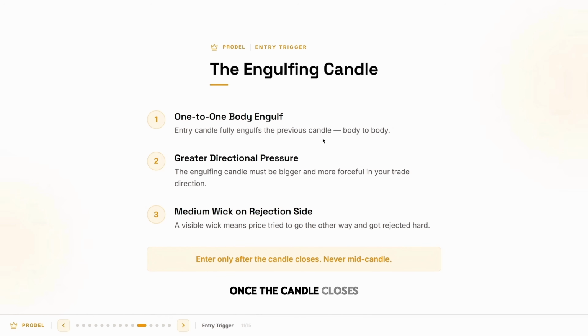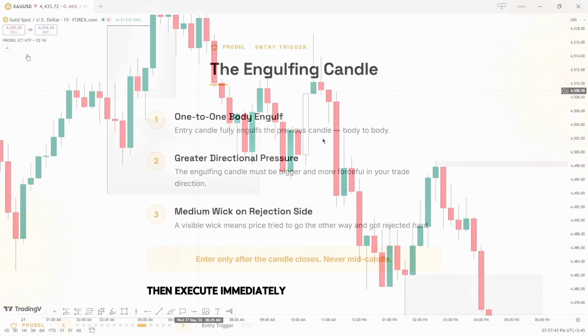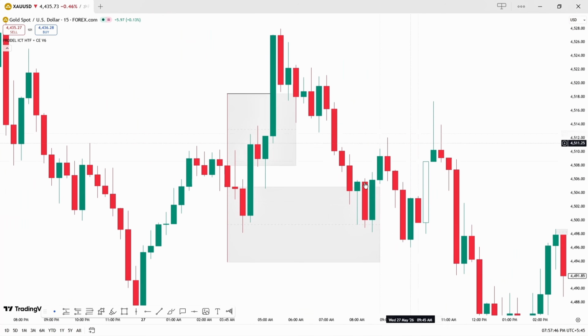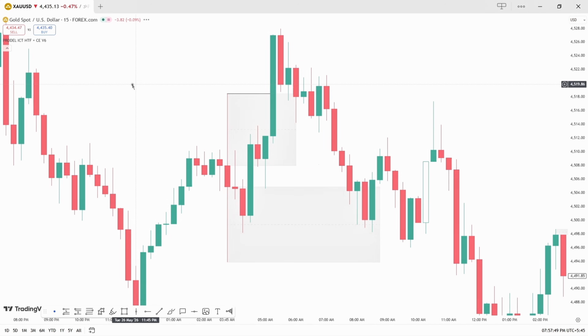Once the candle closes, not mid-candle, but once the candle fully closes, I enter at the market. I wait for confirmation, then execute immediately. And this is the indicator. Let me show you the example here. Let's go to the 3-minute time frame.